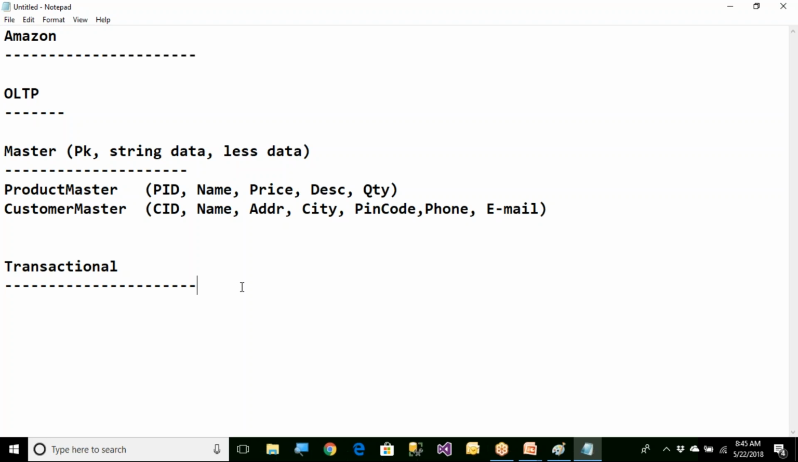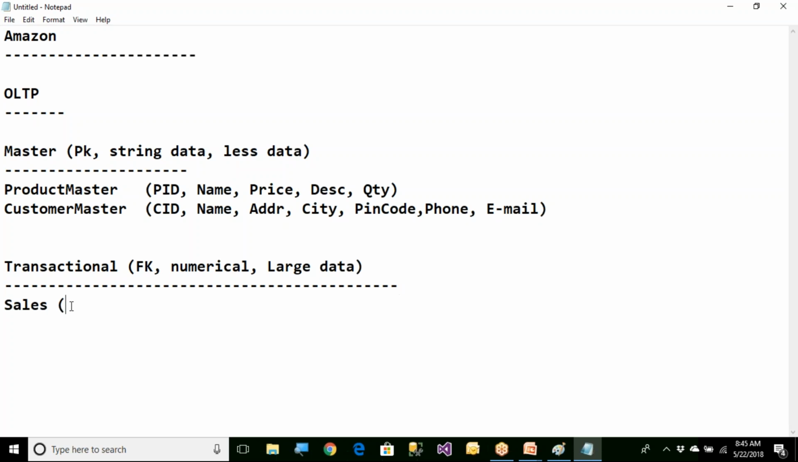After registering with the site, you want to buy some items from Amazon.com. There is a table called sales table. So the sales table will be a transactional table. In the transactional tables, the first property is that they will have more foreign keys and more numerical data, and a large amount of data will be there. Okay, so these are the few properties that you have to understand. Whenever you go to an OLTP database, you have two types of tables, master and transactional tables.